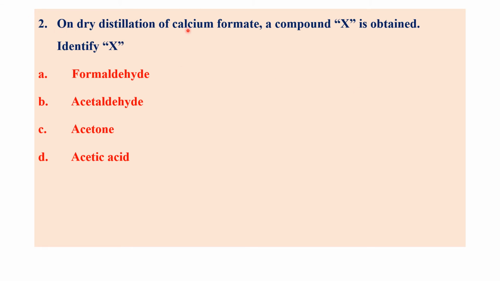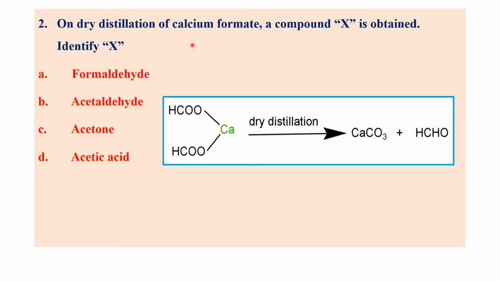On dry distillation of calcium formate, a compound X is obtained. Identify X, whether it is formaldehyde, acetaldehyde, acetone, acetic acid. Now first we will look at the reaction of calcium formate that is treated by the dry distillation. Now calcium formate, when treated by the dry distillation, will produce calcium carbonate plus formaldehyde. Now in answer, the option A is formaldehyde, so it is the correct answer.